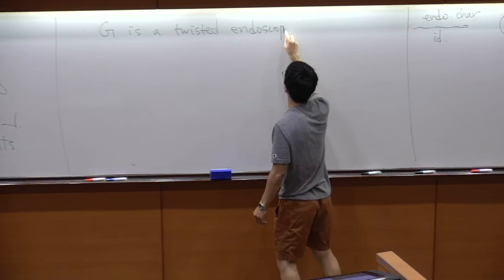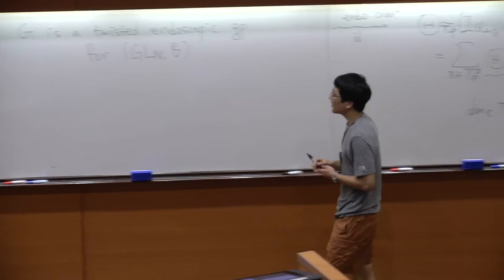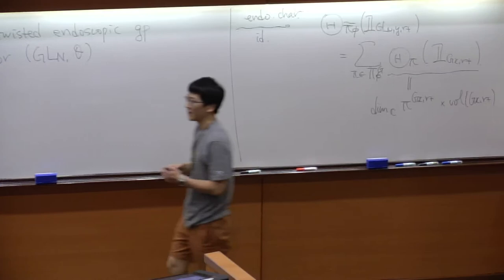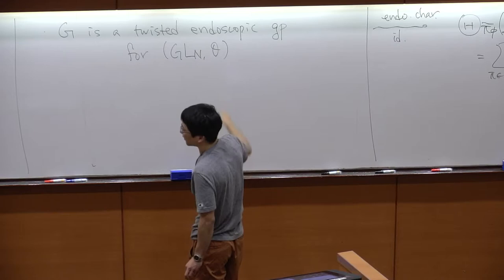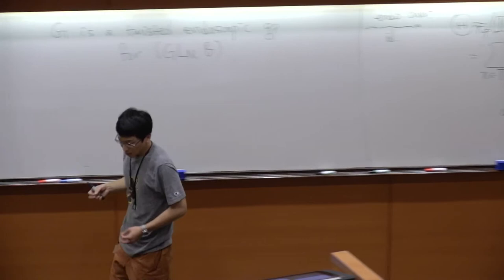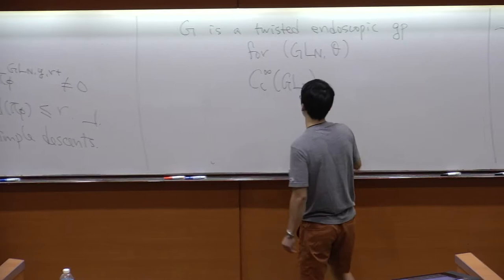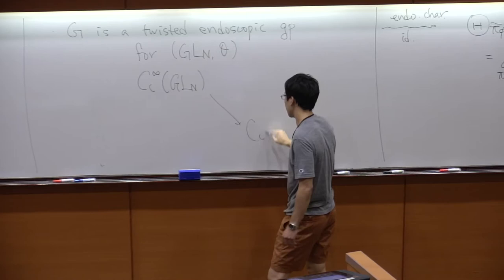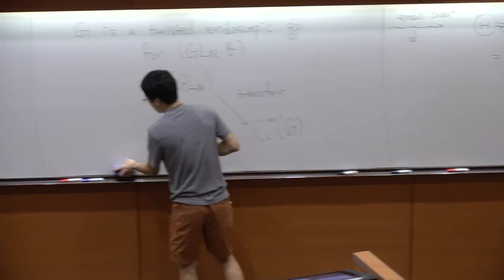For the pair of GLN and theta, I think the meaning of theta is explained in Wittek's talk, and this is some involution on GLN. So this is a twist of the theory of endoscopy. And in our situation, this is given explicitly by the composition of transpose inverse and some conjugation by an anti-diagonal matrix. Anyway, G is a twisted endoscopic group for these pairs. And please recall that the transfer of test functions gives a correspondence between the test functions on GLN and those of G. And please also recall that this is characterized by the notion of matching orbital integrals.